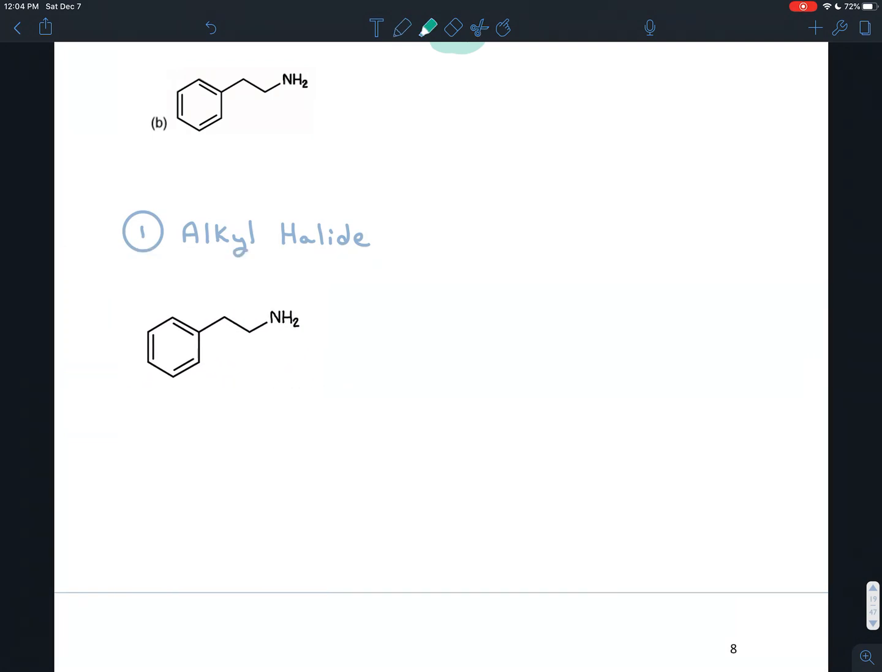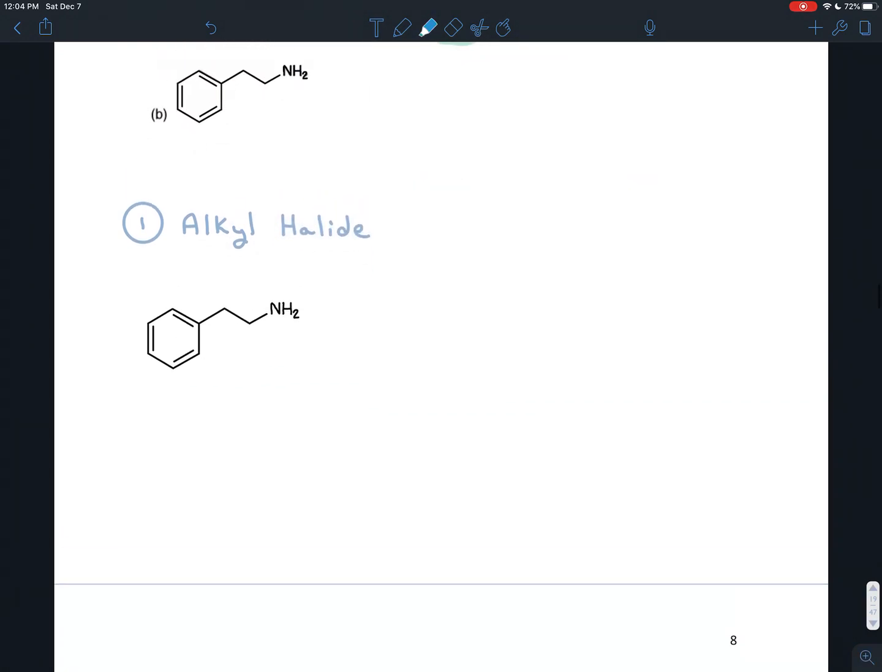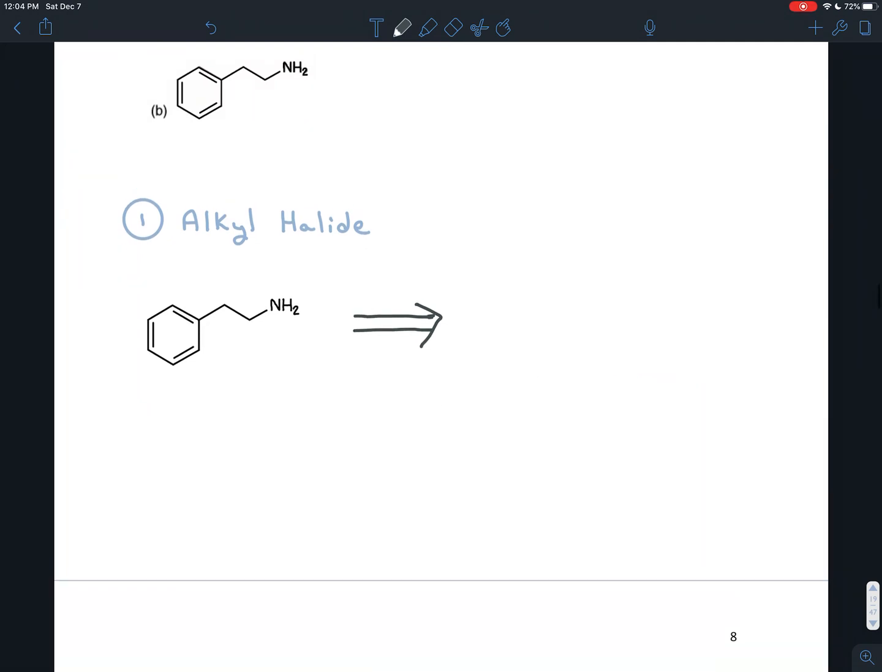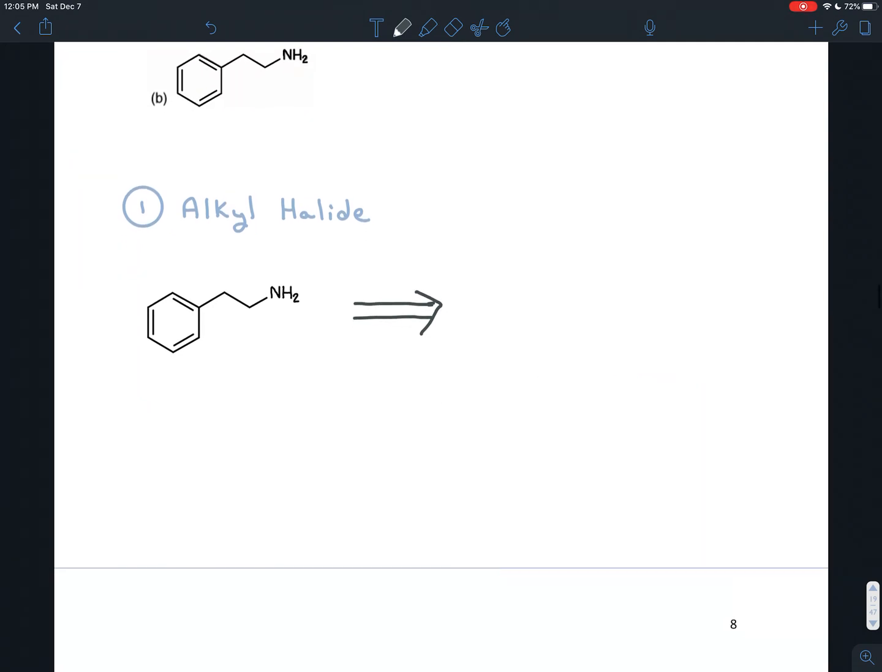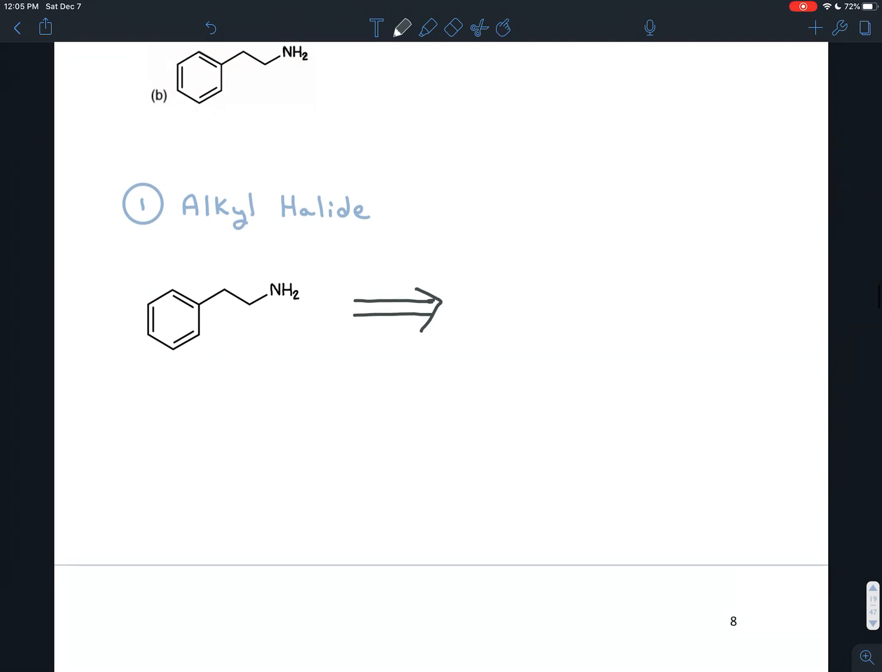Okay, the first thing you want to do, we're going to do this using a cyano group like we saw in the previous exercise. So the question is, what would we make this from? So this retrosynthetic arrow says, we can make this from what? What do we need? Okay, we're going to make this from an alkyl halide by doing an SN2 reaction with a cyano group.